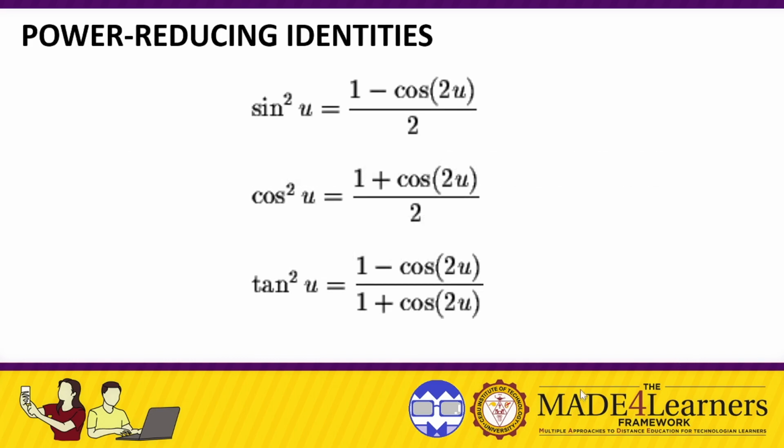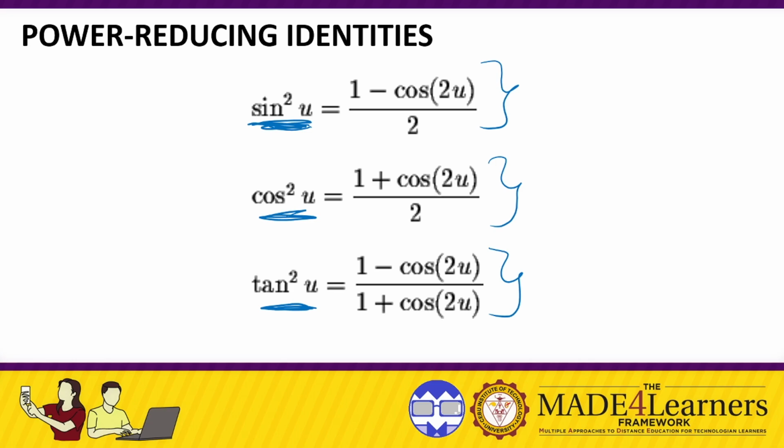So what are power reducing identities? Basically, power reducing identities are identities used to simplify expressions containing powers of 2. For example, sine squared u. So we have these identities here. Cos squared u is 1 plus cos 2u over 2. Tan squared u equals 1 minus cos 2u over 1 plus cos 2u.